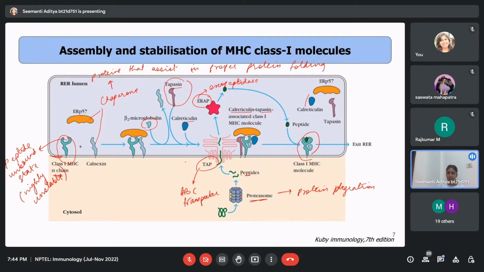And just to repeat, the MHC class 1 molecule can bind to TC cells, the cytotoxic T cells, and also bind to the CD8 plus co-receptor.